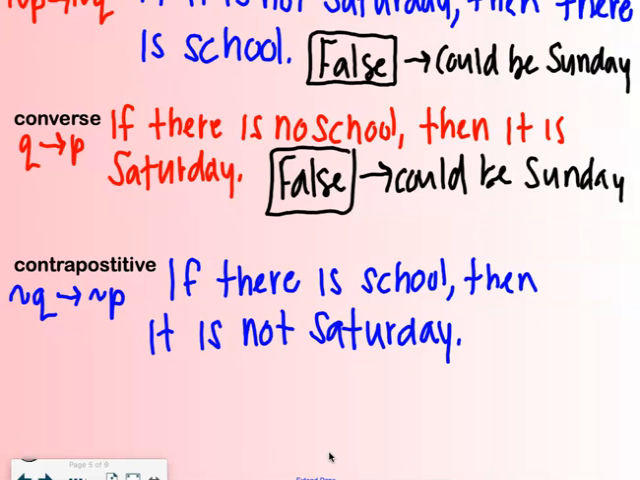Is that one true or false? Oh, that was true. Yeah, because we don't have school on Saturdays. If there is school, then we know for sure it's not Saturday. It could be Monday, Tuesday, Wednesday, Thursday, Friday. We just don't go to school on Saturdays.